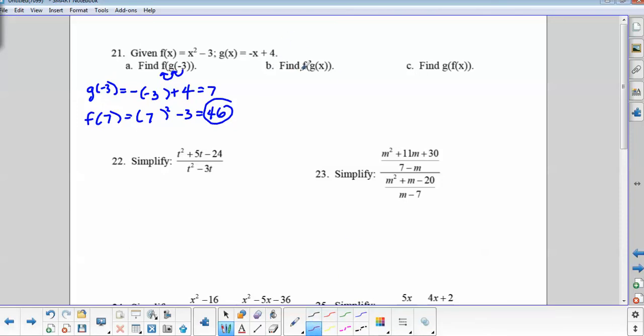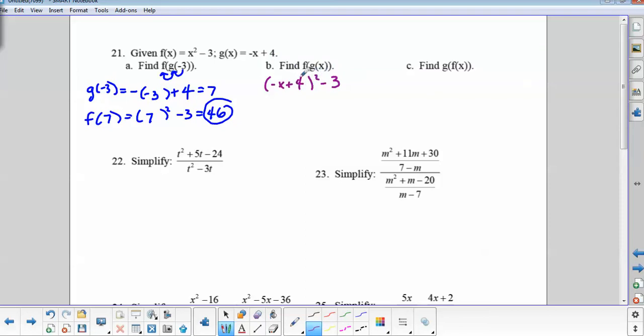Okay, the next one is f of g of x. So this time we're just going to put function g into function f. Start with your outside function, x squared minus 3, and instead of the x, put parentheses. So something squared minus 3. Now what you're going to put in those parentheses is function g. That's right here. So negative x plus 4.